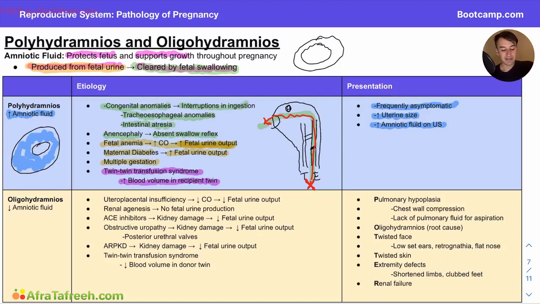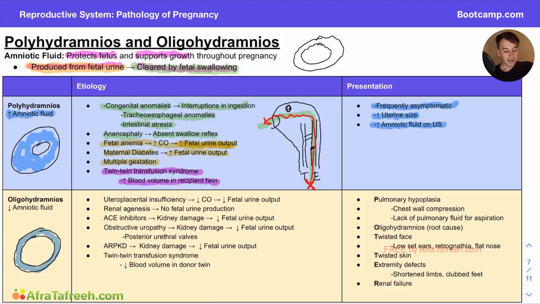Now let's contrast this to our oligohydramnios, and let's draw another uterus here, and this time we're going to draw our fetus being relatively this big. The fetus is still the same size, but I'm just trying to demonstrate for you guys that our amount of amniotic fluid here is going to be a lot less, and so there's going to be a lot less space for this fetus to grow and stretch out, and it's going to cause problems later on.